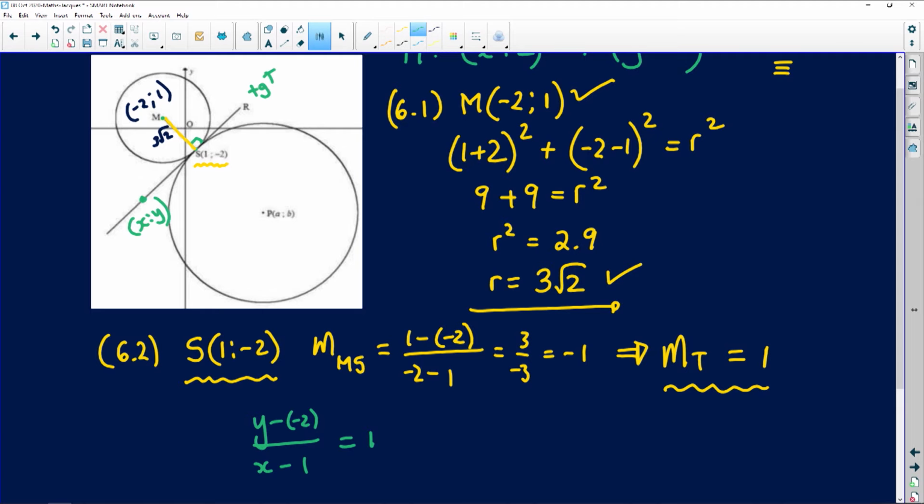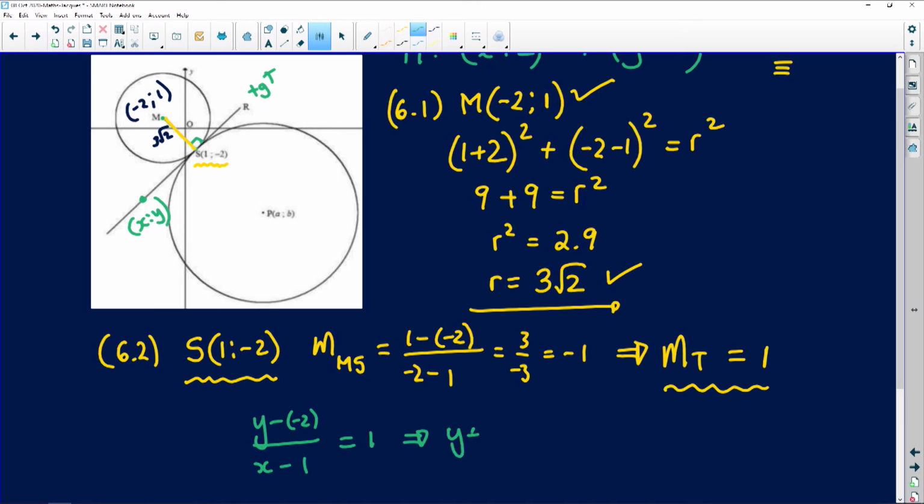There we go. All that is now left for us is to clean that up. Okay, I'm going to distribute the brackets, get the y on the one side so I can leave it in the form mx plus c. Let's have a look. This gives us y plus 2, which is equal to x minus 1. The 2 must go to the other side, so y is equal to x minus 2 minus 1 gives us the equation of the tangent as y is equal to x minus 3.